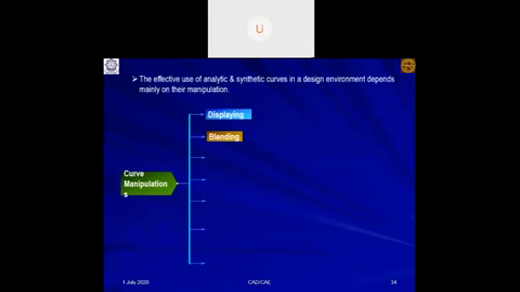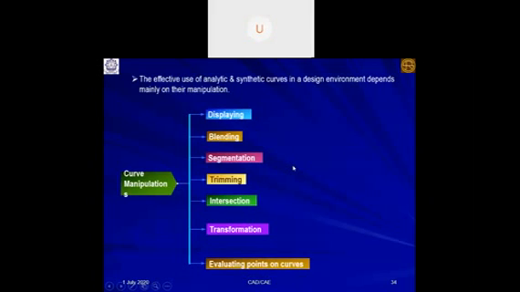There are some curve manipulations you can do when developing any solid model using any CAD tools. These are the curve manipulations you can do: displaying, blending, segmentation, trimming, intersection, transformation, and evaluation of a point on the curve.